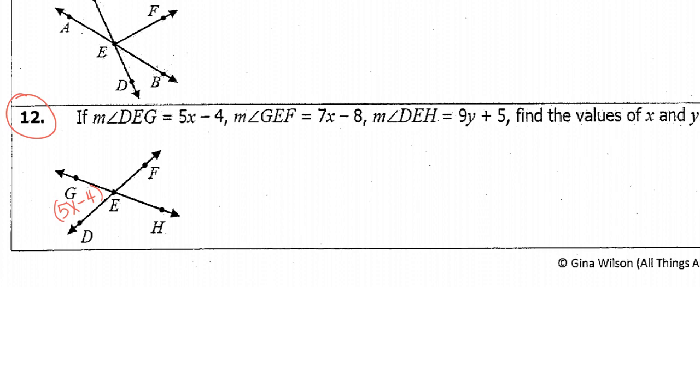Number 12 says that if the measure of angle DEG is 5x minus 4, and the measure of angle GEF is 7x minus 8, and the measure of angle DEH is 9y plus 5, then find x and y. Now, because you cannot solve for two unknown variables at the same time, like you cannot set up an equation that has an x and a y, we have to use the two equations that both have an x. And we know that together, those are a linear pair. They equal 180 degrees. So I can add those up, set them equal to 180.